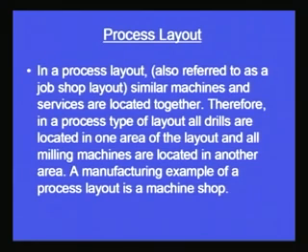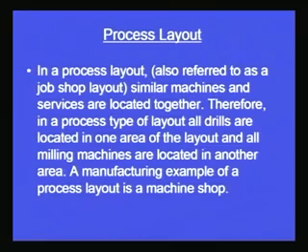So all the services and machines which are similar in terms of their operations, say all the lathe machines or all the drilling machines or all the milling machines in a machine shop. If all the milling machines are located at a particular place, we will say it is a process type of layout. So in a process layout, similar machines and services are located together. Therefore, all drills are located in one area of the layout and all milling machines are located in another area.